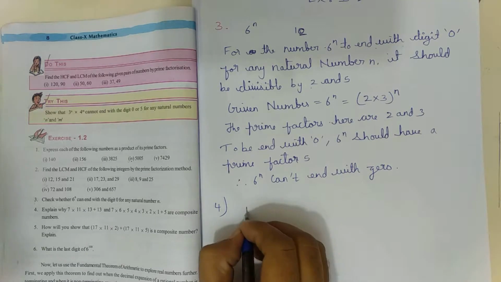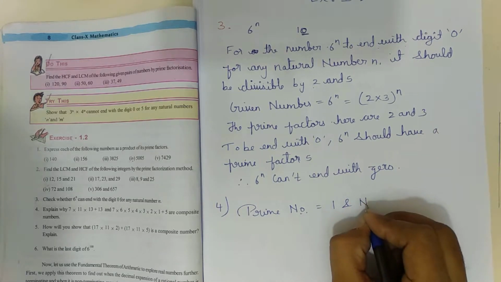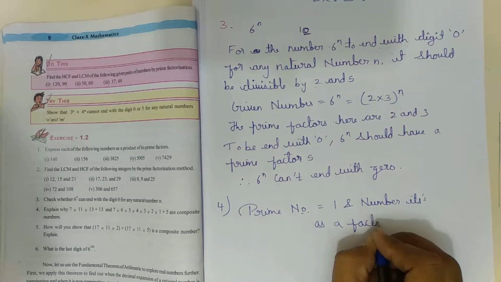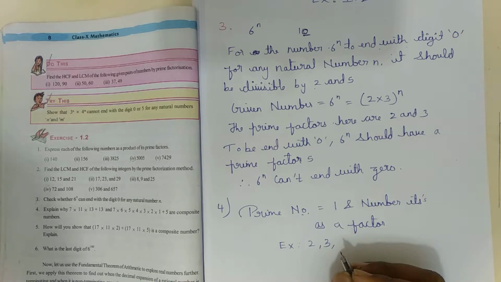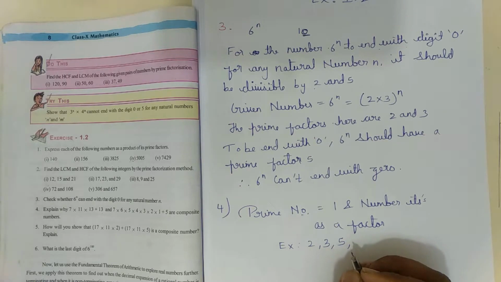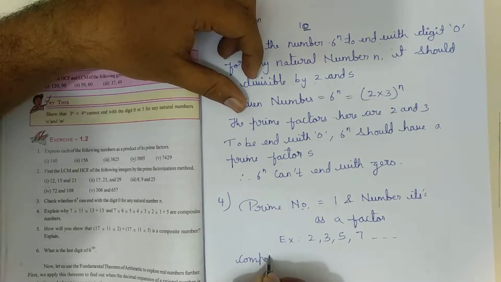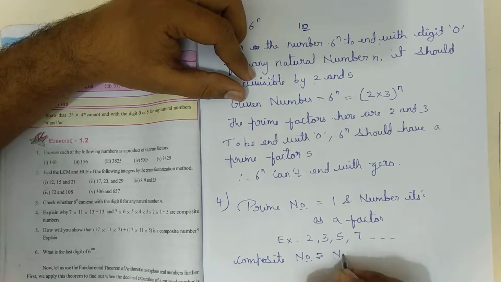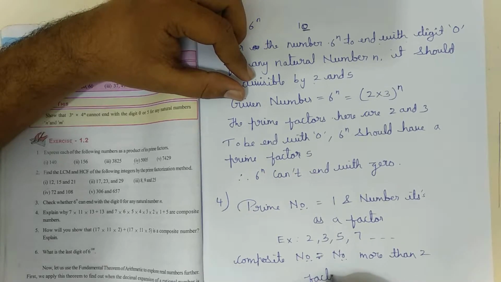Before going to this question, first we will see what prime numbers and composite numbers are. Once again I'll revise it. Prime numbers are the numbers which have 1 and the number itself as factors. For example, 2, 3. 4 is not a prime number because it has 2 as a factor as well. 5 has only 1 and 5 itself as factors, and so on, 7 etc. Composite numbers are the numbers which have more than 2 factors.